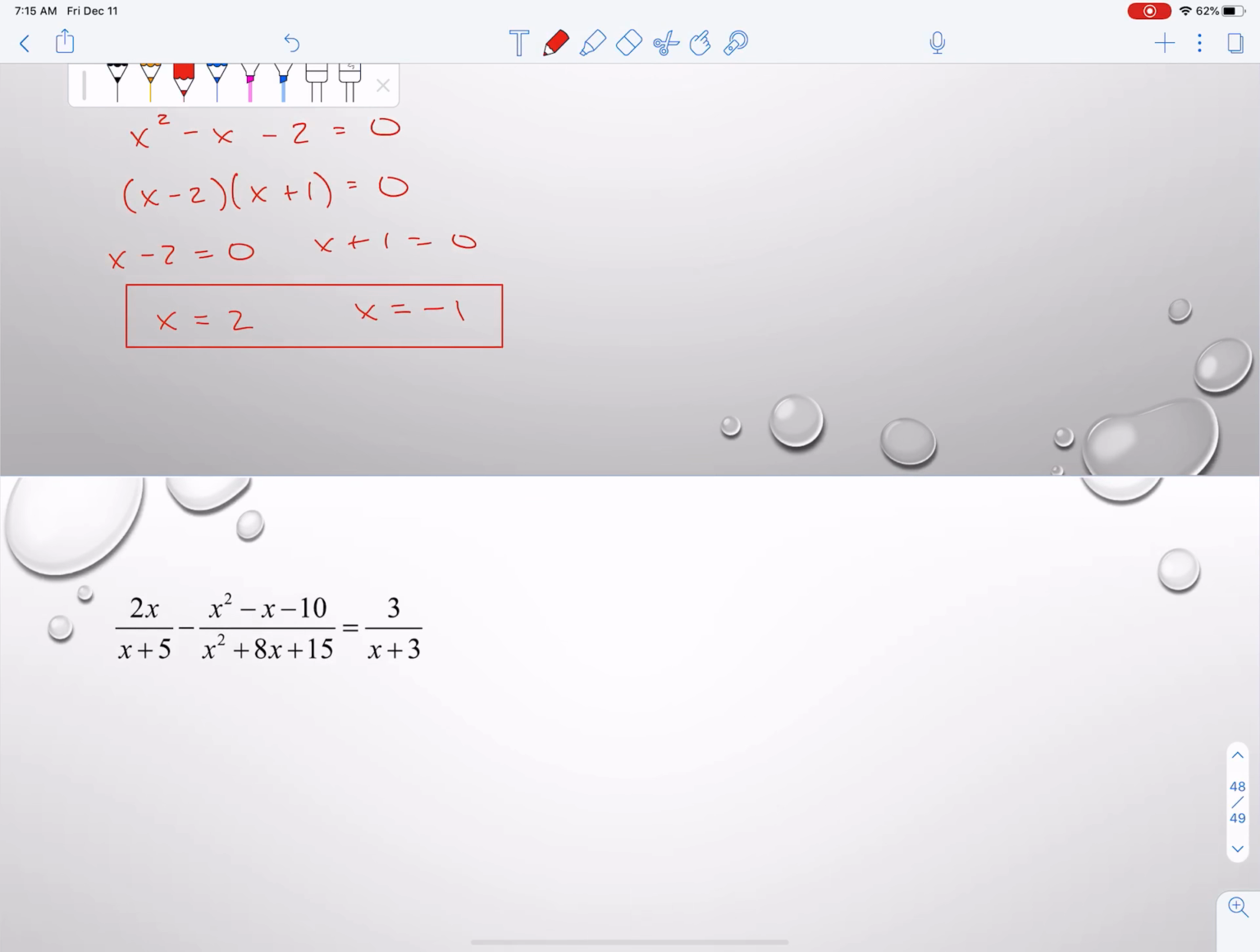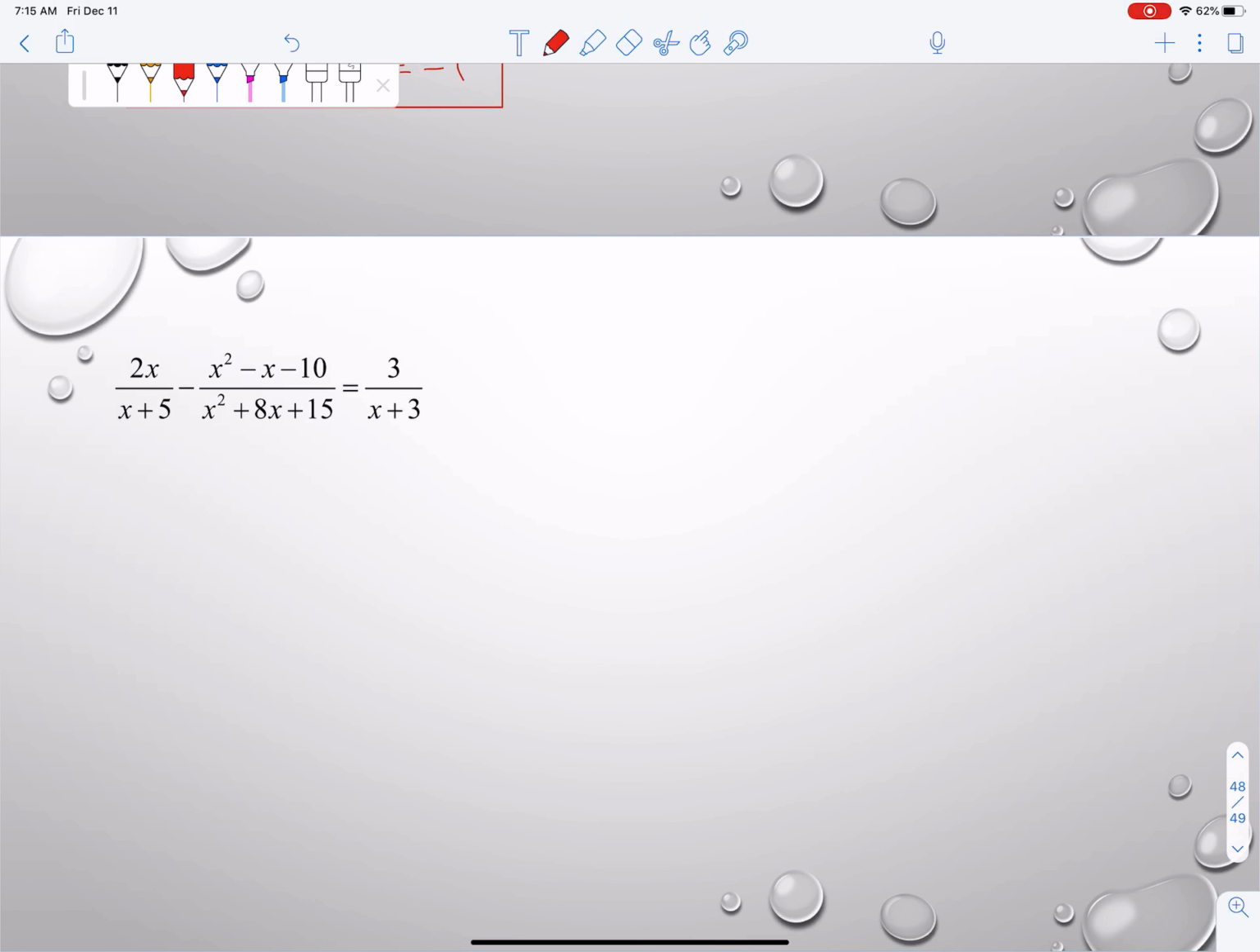And the last one, in the last equation, I've got quadratics. I need to factor, especially this middle piece, first before I can do anything. So here we're going to have a 2x over x plus 5 minus, I can factor the numerator, I don't know if I need to or not. Let's just leave it the way it is. x squared minus x minus 10 over x plus 3 times x plus 5 equal to 3 over x plus 3.